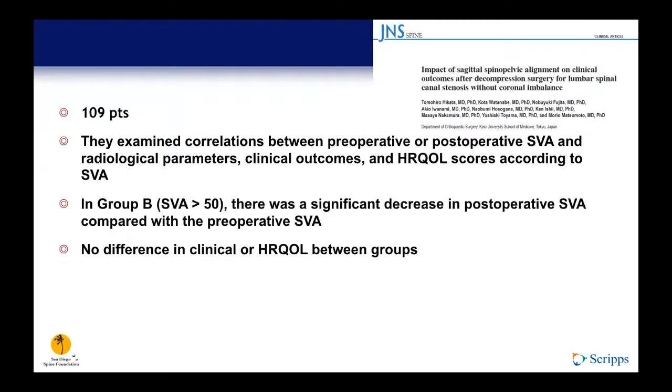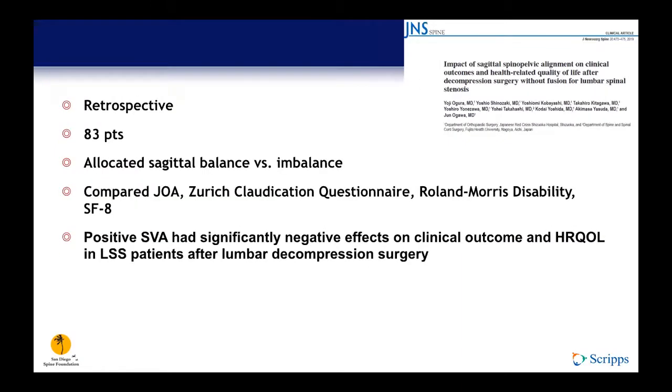This is a study looking at sagittal spinal pelvic alignment after decompression surgery, 109 patients, and they looked at SVA, radiological parameters, clinical outcomes, and health-related quality of life measures. They found that in group B, which was the group that had sagittal alignment, there was a significant decrease in the postoperative SVA compared with the preoperative SVA. This can do with many things, but I think the main reason is that there's a postural aspect to it instead of just structural, where they have a forward flexed posture to decompress the canal.